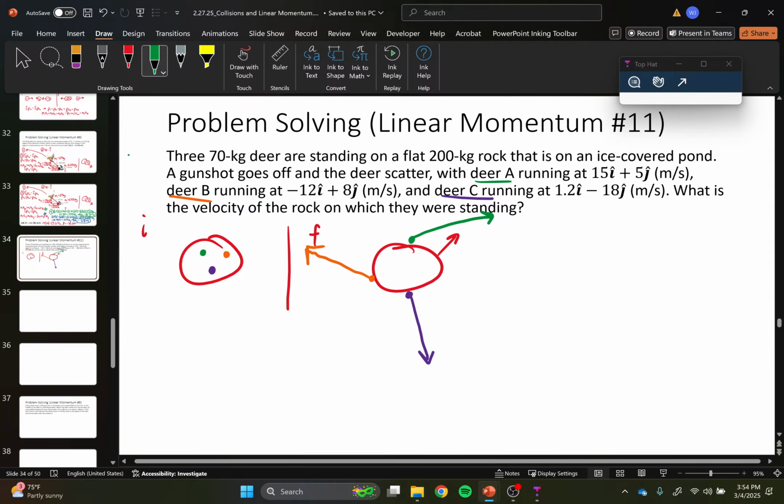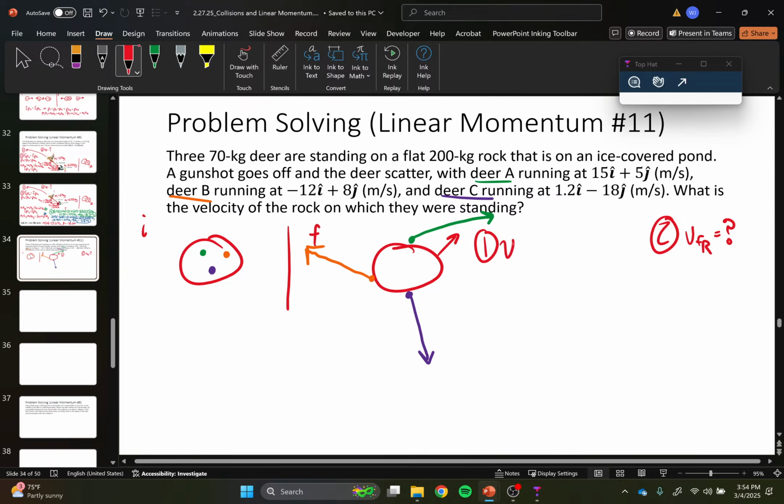So great, there they all are. They're off the rock, they're running, who cares? Off they go. What do they do after the rock? Slip and fall, who knows? Doesn't matter. All right, so what are we solving for? We are solving for the velocity final of the rock. That's the problem.